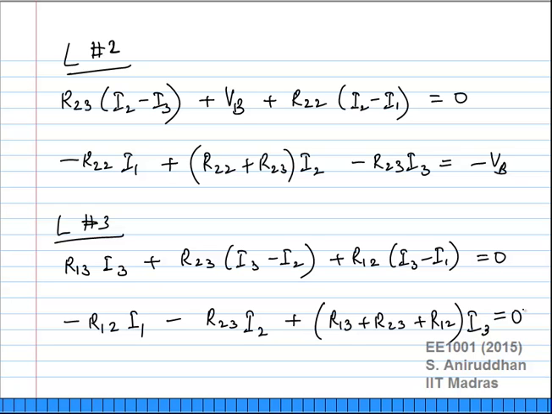And now we can go ahead and write the matrix form of this. The matrix form is going to be R times some I vector is equal to some V vector. R is the matrix of resistances, I is the vector of unknown currents in each mesh. V is going to be the source vector which consists of all the independent voltage sources in the network.